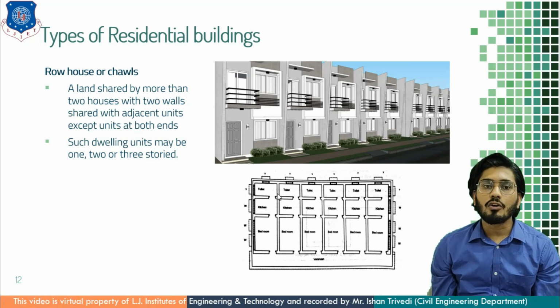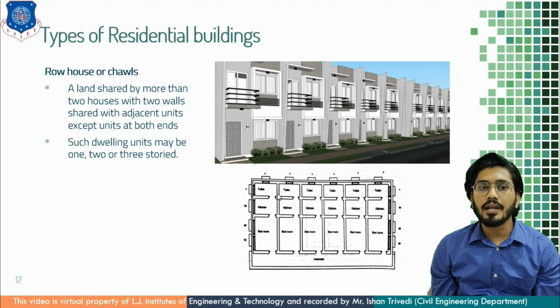Usually these are of two rooms, one as a dining cum kitchen and the other as a bed cum living room. Each unit has a narrow frontage. You can see here each unit has a narrow frontage. These dwelling units are restricted up to 2 to 3 story.